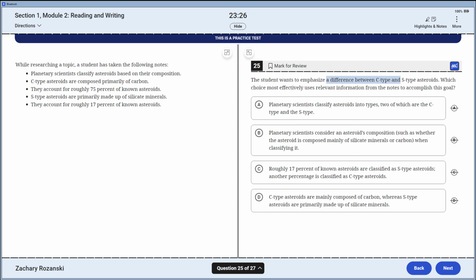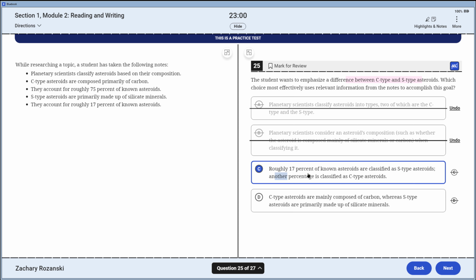We're going to emphasize a difference between these asteroids. Planetary scientists classify asteroids into two types, which seems like a similarity or a definition. Planetary scientists consider an asteroid's composition when classifying it. Nah, that ain't it. That's not giving me a difference between these things. Roughly 17% of asteroids are S types, and another percentage is classified as C types. I guess that's a maybe.